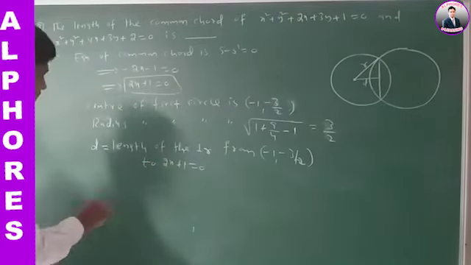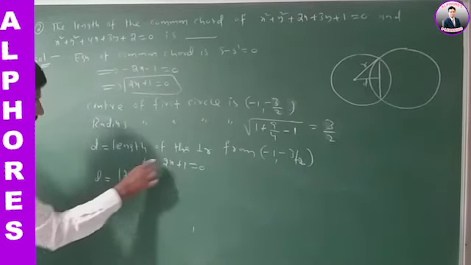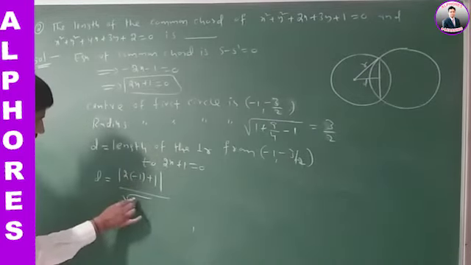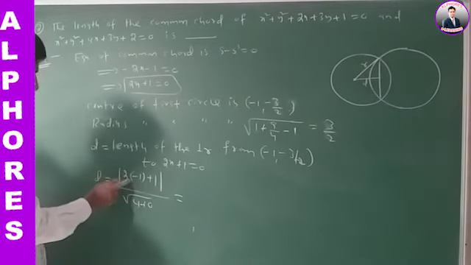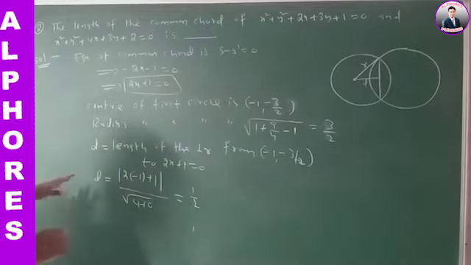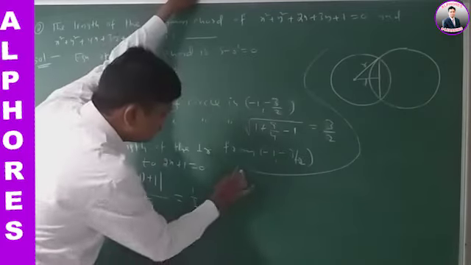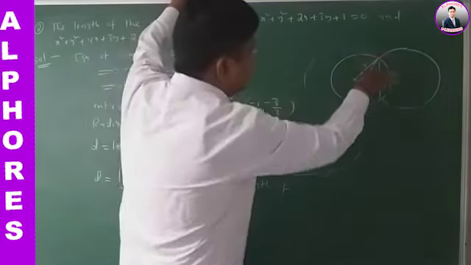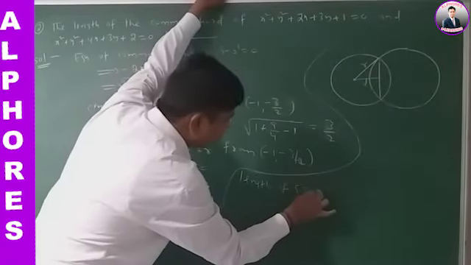Now according to the distance formula, modulus of 2 into x, here minus 1, plus 1, by under root of 2 square, 4, plus 0. This is minus 2 plus 1, it is 1 by 2. Here d equal to 1 by 2. Okay, now the length of the common chord. Common chord means the length of the chord of this circle.